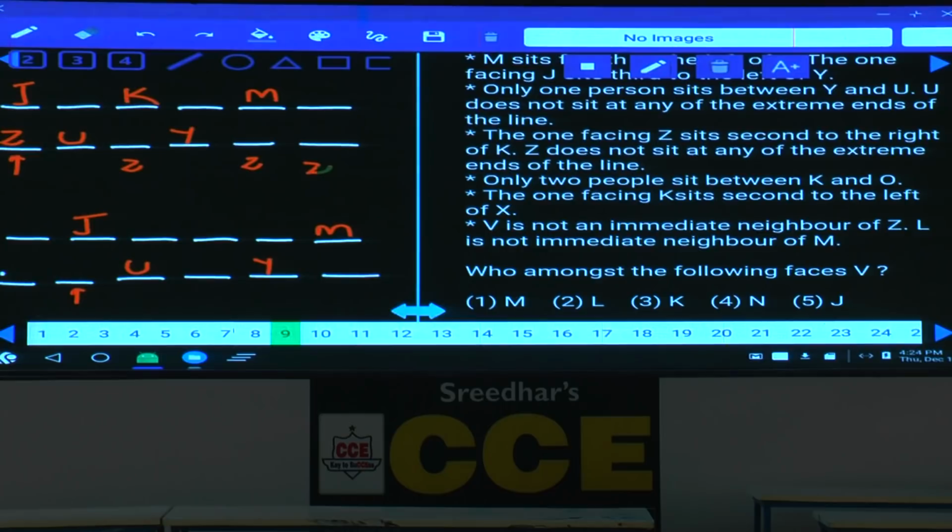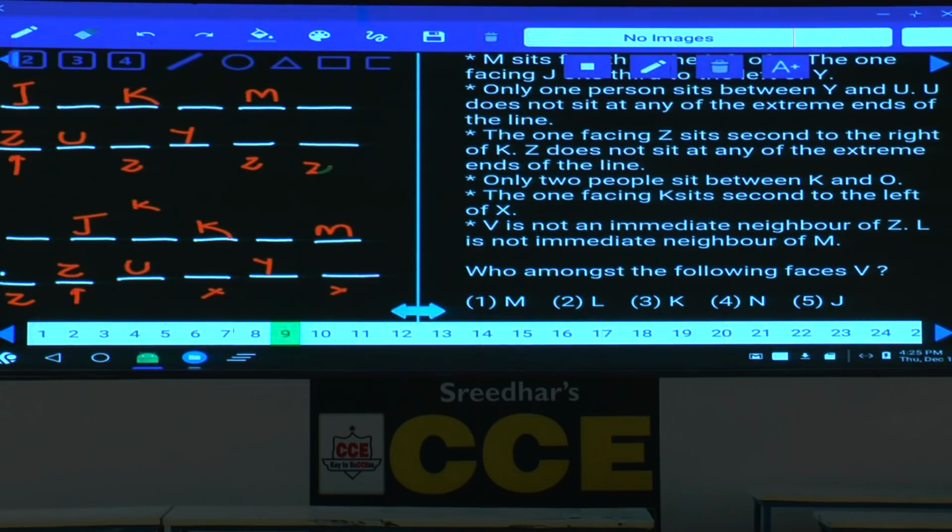Clear now? And similarly coming to this one, the one who is facing Z, Z cannot be at this place, Z cannot be at this place as well. Hence, then what is the possibility for this Z? Z can be either at this place. If Z is here, then K will be here. And the second possibility is if Z is here, K will be here.